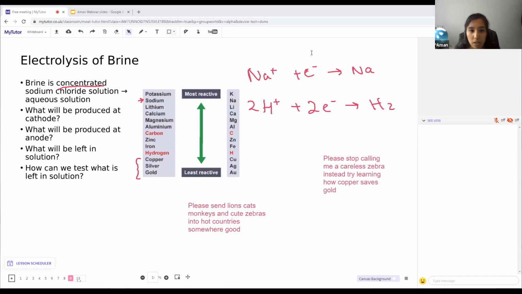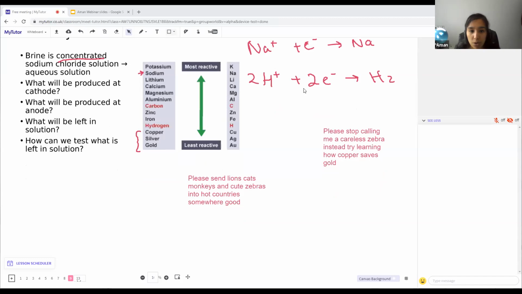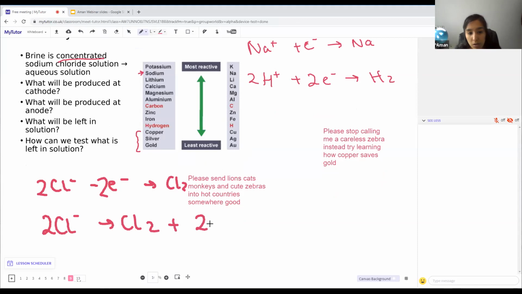So I'll just give people a chance to try and write that. Good, okay, so we've had one answer then. So chlorine ions are Cl minus, so they need to lose an electron to form Cl2, but because they form Cl2, that means we need 2 chloride ions and 2 electrons. Excellent, so remember you can write that the other way as well, so you could write it like so.